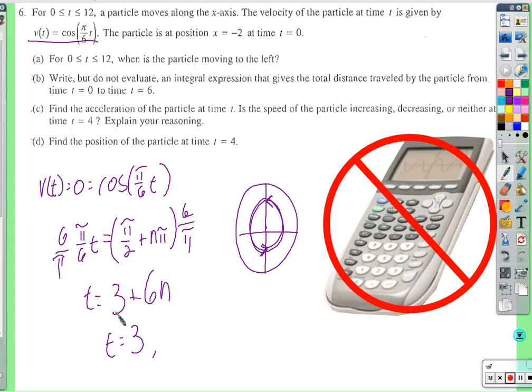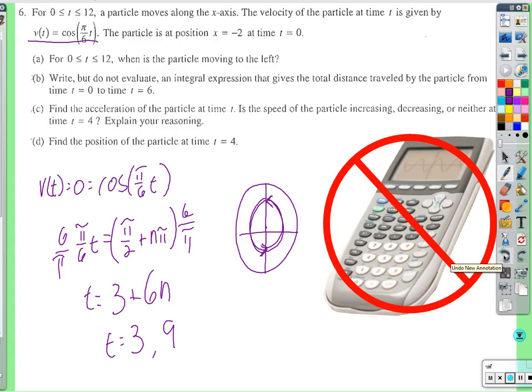Also at 9, if we add 6, 6 times 1, 9. If we add another 6, that's 15, so that's not anything we're interested in. So what about times 3 and 9? What did we just find out? That's when it stopped, all right?